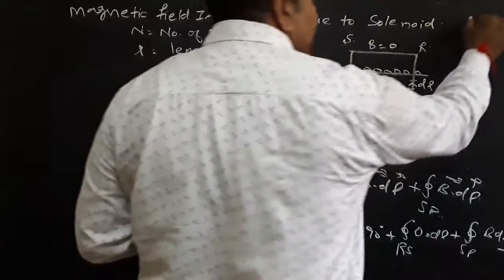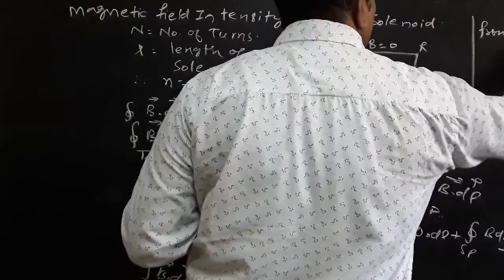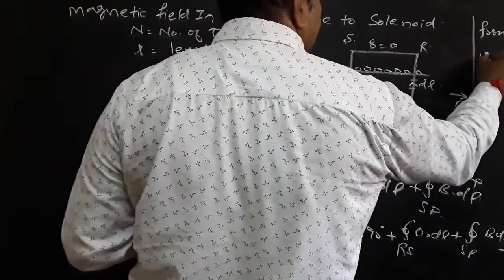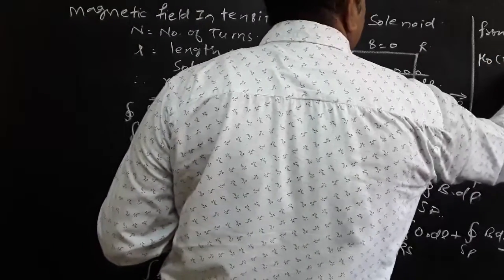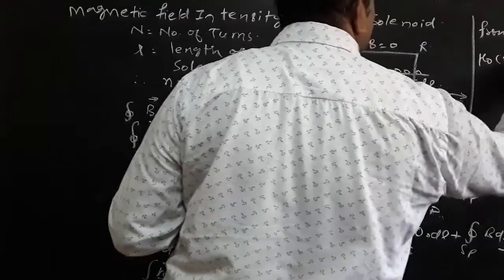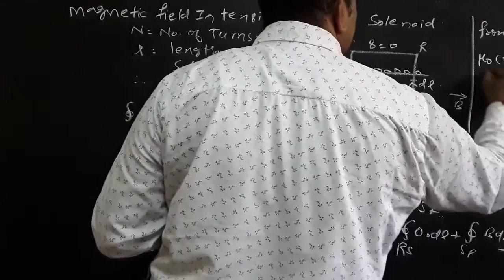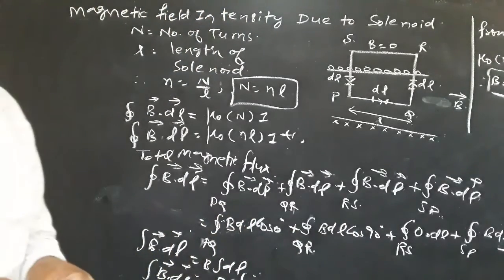Now from equations 1 and 2, we can write mu naught nL into I equals B into L. So we get B is equal to mu naught n into I. This is the required expression for the magnetic field due to a current carrying solenoid.